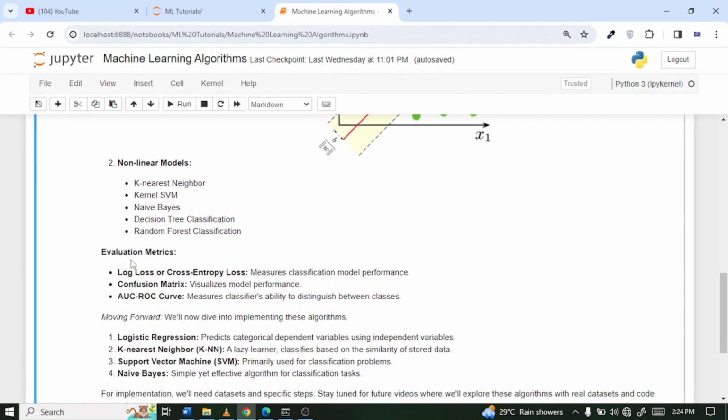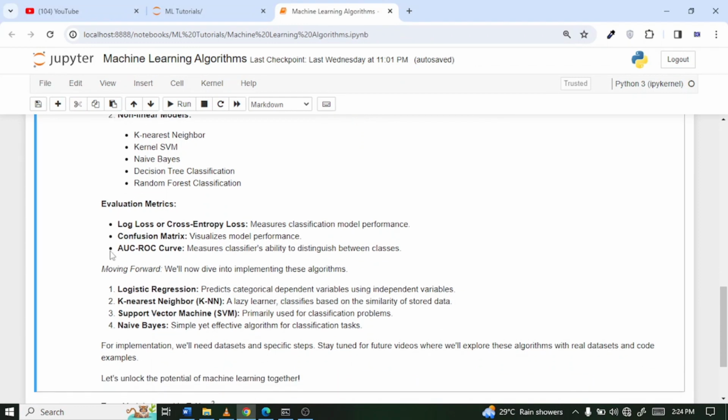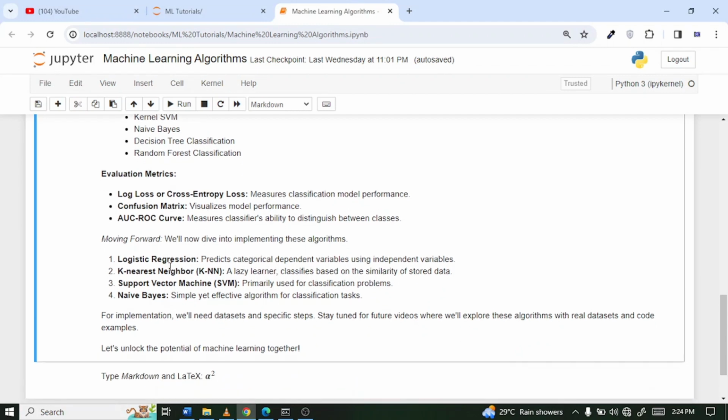And we can evaluate these algorithms using either log loss or cross entropy loss, which measures the classification model's performance. We can also use a confusion matrix to visualize the performance with the help of true positive, true negative, false positive, and false negative. Okay. We can also measure the classifier's ability to distinguish between two classes using AUC, which is area under the curve, ROC. Okay. And moving forward, in our next video, we are going to implement some of these algorithms.